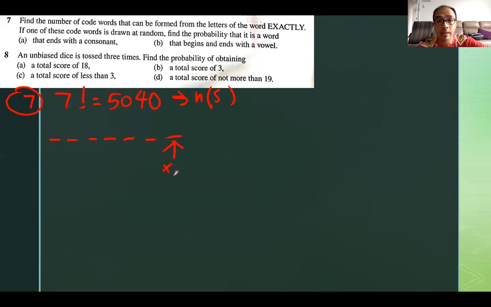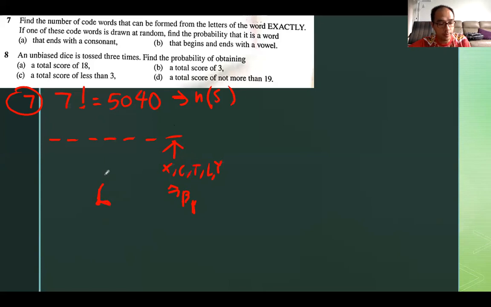X, C, D, L, and Y. So these are the possible consonants there are, but we only have one place to fill. So this is 5P1. Okay, 5P1. And then what do we do with the rest? We have 6 factorial.